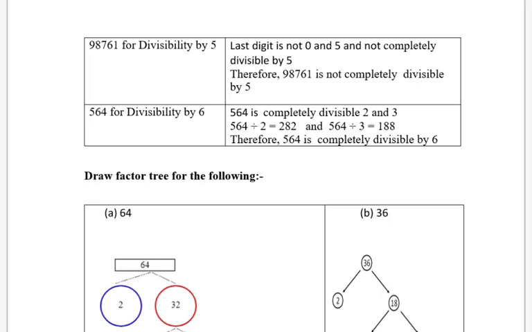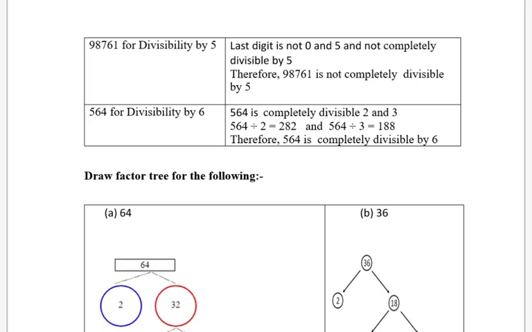Next example, 564 for the divisibility by 6. I already discussed how we can check the divisibility rules. 564 must be completely divisible by both 2 and 3. First of all we have to check it divided by 2. Now your answer is what? 282, because 2 twos are 4, 2 eights are 16, and 2 twos are 4. Definitely your answer will be 282.